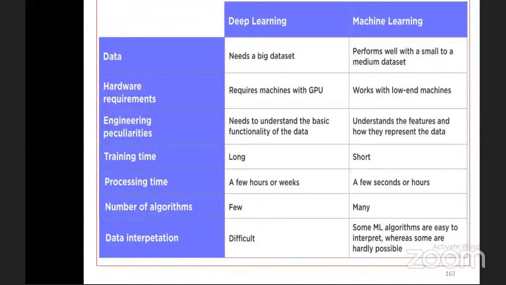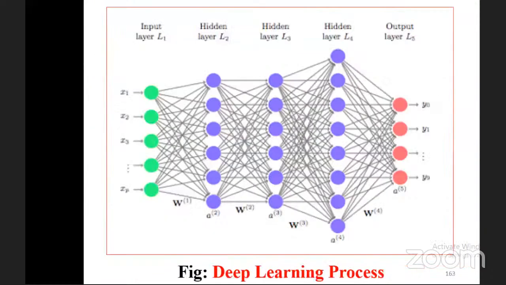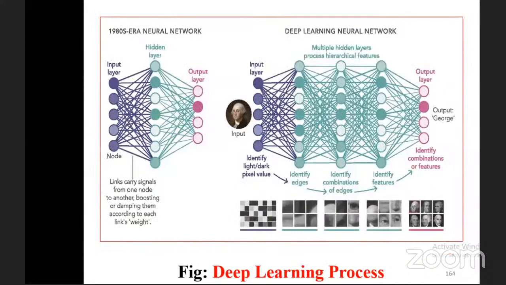So this is the deep learning process. I'm taking input layers and hidden layers: L2, L3, L4. So many hidden layers we use in order to increase the performance levels. The deep learning process actually came in the year 1986.